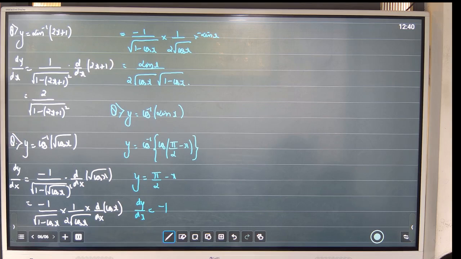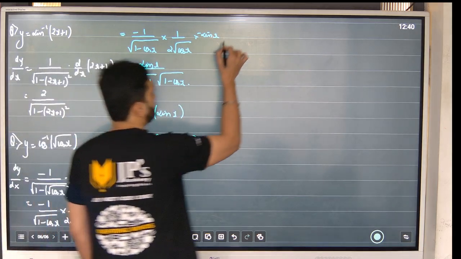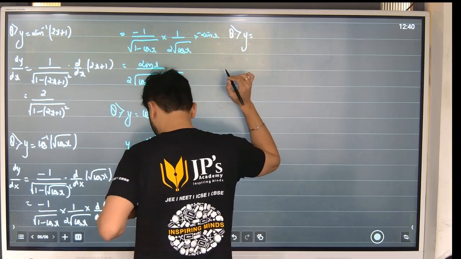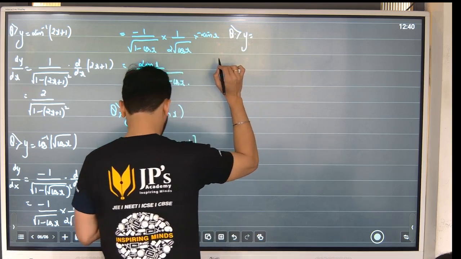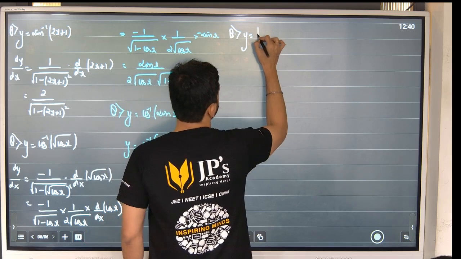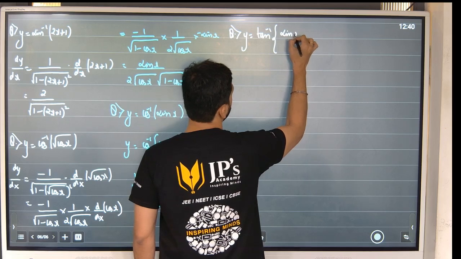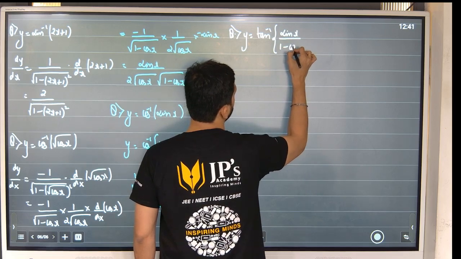You can directly put the formula, and you will get the same answer. So there is no problem. You will exactly get the answer as minus 1. Okay. Now, if the question comes like this, y is equal to tan inverse of sin x upon 1 plus cos x.